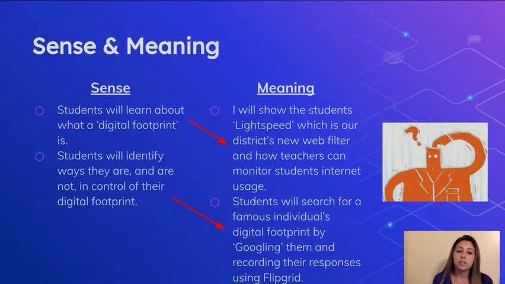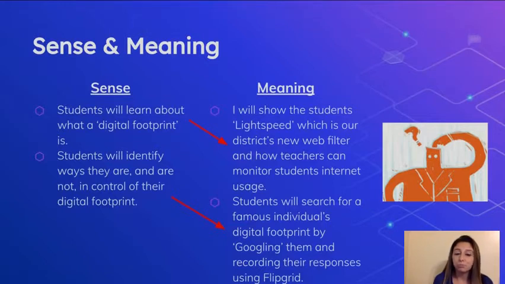So for sense, the first one is students will learn about what a digital footprint is. We have in our district what's called Lightspeed, which is a way that the district is able to monitor students on the computer and also for staff as well. But I think it's important for students to understand that whatever choices they do make online can come back to them, whether it's in a good way or in a bad way. So I was planning on starting definitely in the beginning of my lessons talking about Lightspeed, showing the students Lightspeed, just so they can really grasp the reality of it all in school, but also understand that this applies outside of school too.